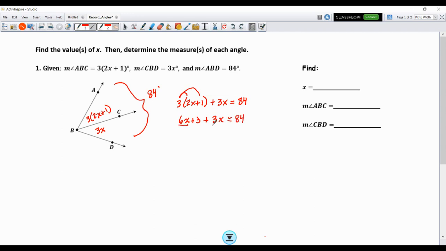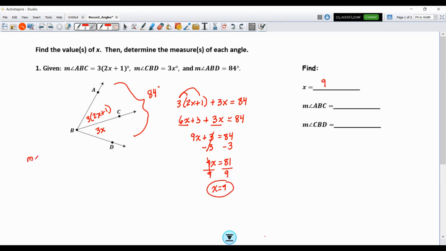Next, we'll combine like terms. 6x and 3x gives 9x, and we'll carry down our 3 is equal to 84. We'll subtract 3 from both sides and get 81, and then we can divide both sides by 9. 81 divided by 9 gives us our first answer that x is equal to 9.